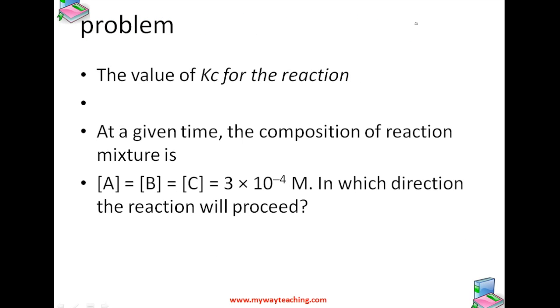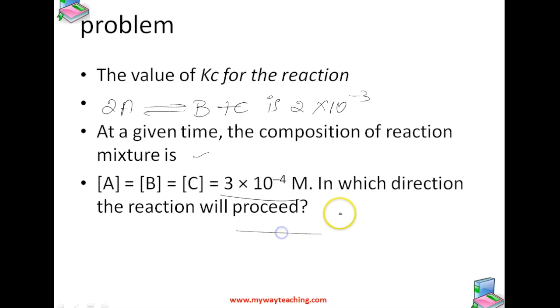Next, consider the problem. The value of Kc for the reaction, I will write down the reaction here, 2A ⇌ B + C, is 2 × 10^-3 at a given temperature. The composition of the reaction mixture is [A] = [B] = [C] = 3 × 10^-4 M. In which direction will the reaction proceed?